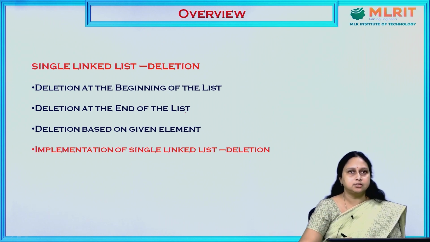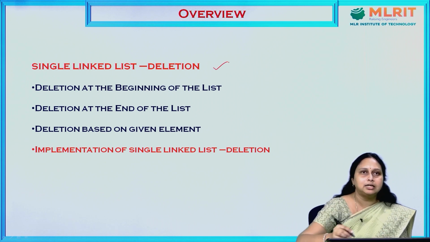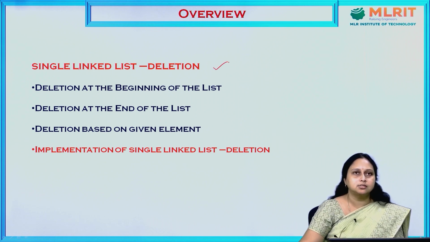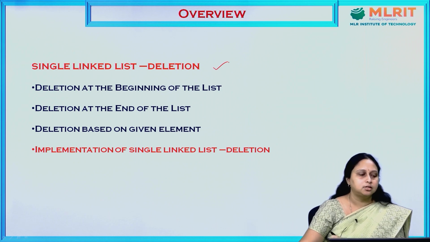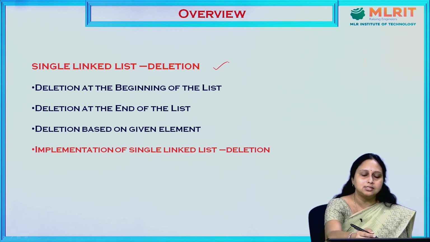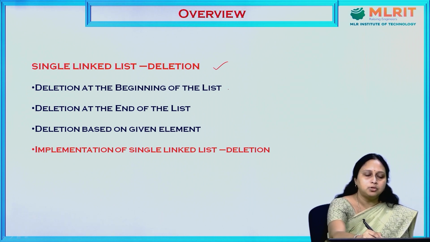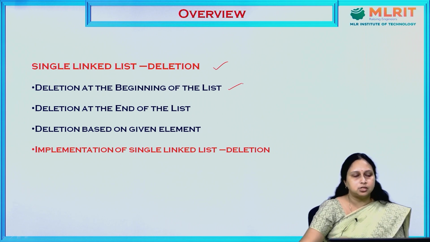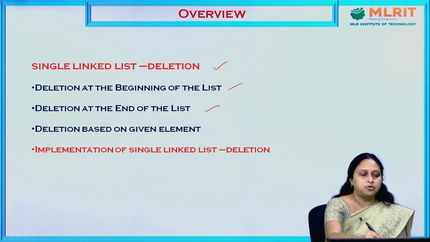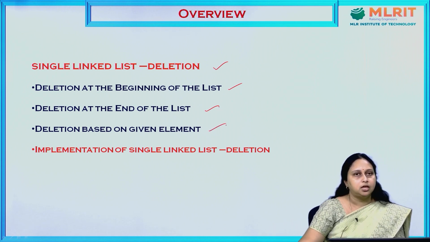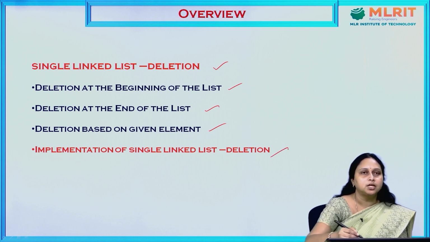What we are going to discuss is single linked list deletion. As we discussed in the previous session, single linked list insertion with the different operations. Today we will be discussing single linked list deletion. Under this, we are going to perform three different operations: we can delete a node at the beginning of the list, we can delete the node at the end of the list, and deletion can be performed based on a given element. With that, we are going to see the implementation part of this deletion also in the program.